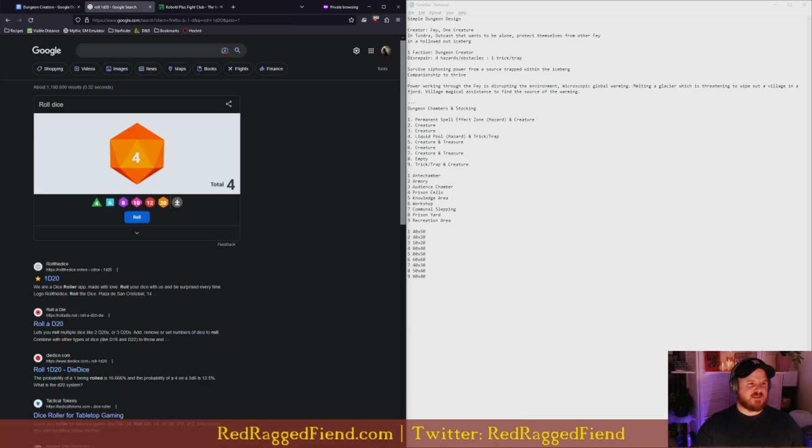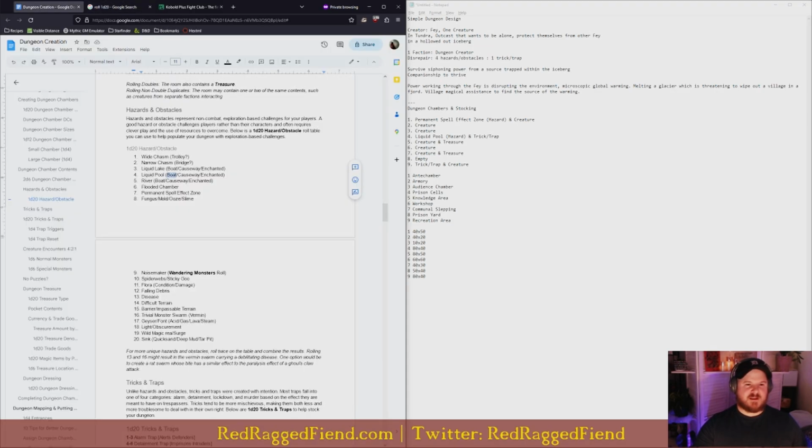So these are really easy. I'm just going to roll a d20. Is there a boat? If it's high, there's a boat. If it's not, there's not. Alright, so there is a boat. Is it enchanted? Again, high is yes. No. Alright, so there is a boat. Perfect. Liquid pool with boat.